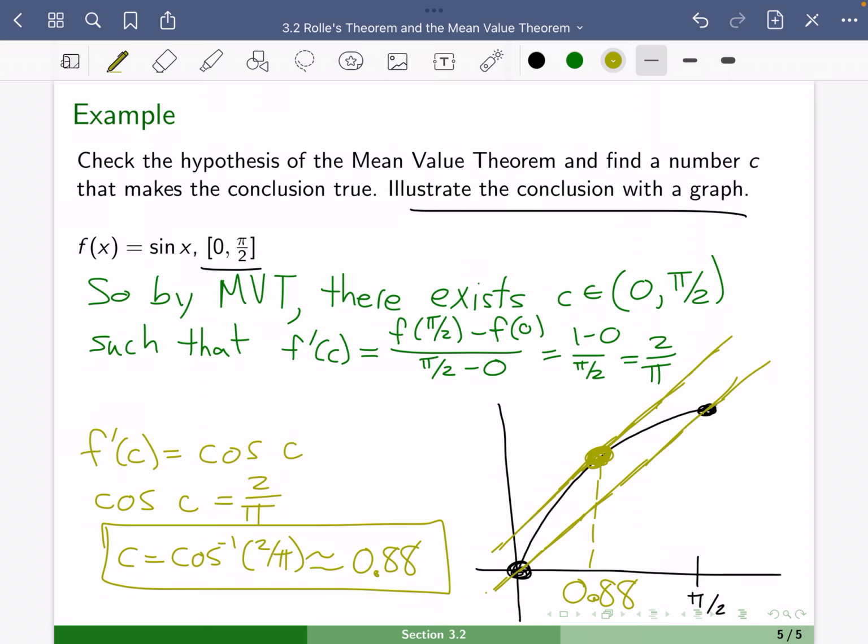And that's all we have. That is Rolle's theorem and the mean value theorem. In our next video, we will look at more information that the derivative gives us about graphs of functions. We will see you there.